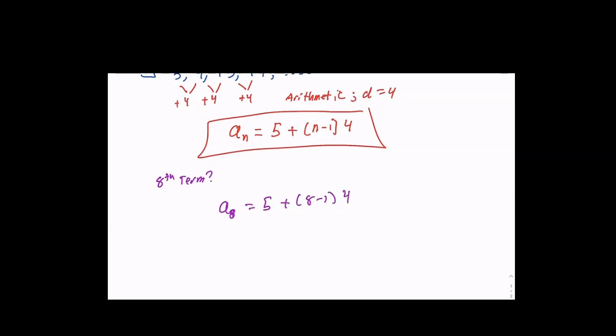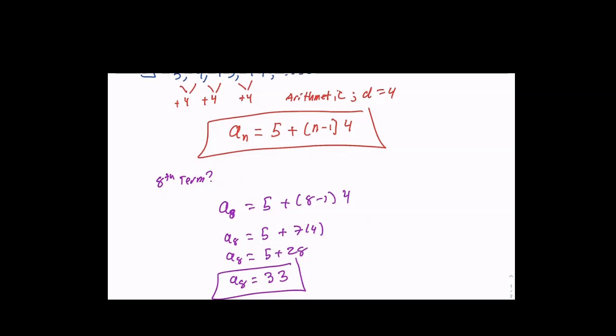And at this point, we can use our graphing calculators. We can use Desmos. We get A sub 8. I'll do a little bit more by hand. 7 times 4, which is 28, so 5 plus 28. So A sub 8, or the 8th term, would have been or is 33. Okay. So that's arithmetic. Basically, that's what we did with arithmetic.